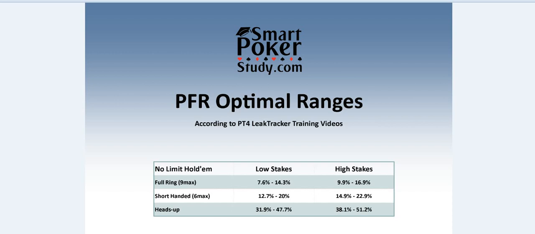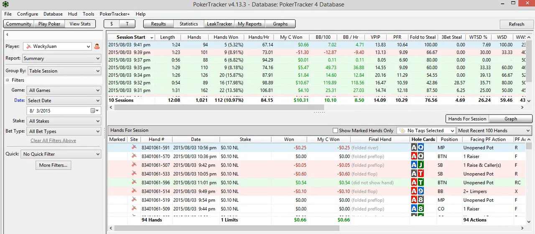So let's take a look at my own database and see what we can find out about PFR. I am a cash game player right now, so I'm doing that. I often start on the statistics tab when I'm doing some research into my database. I choose a summary report. Right now we have it on table session, which is fine. We can also look at it by position, but I want to just review a table at a time.